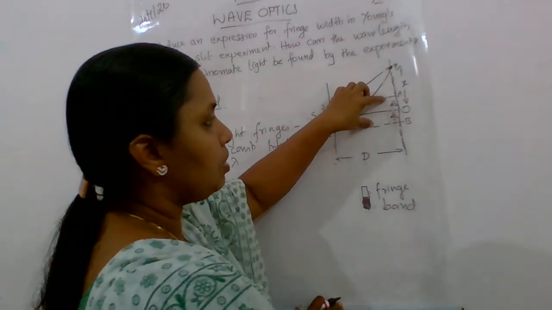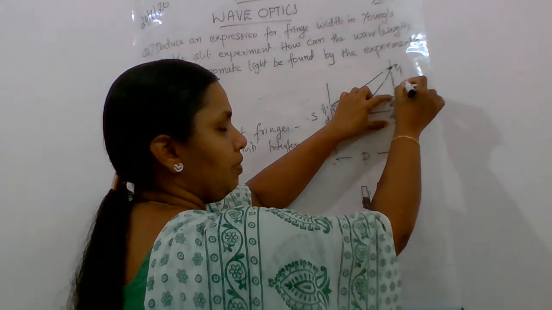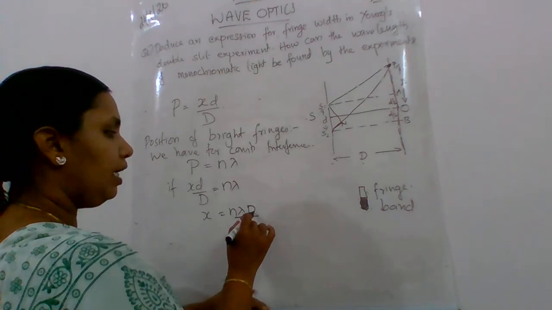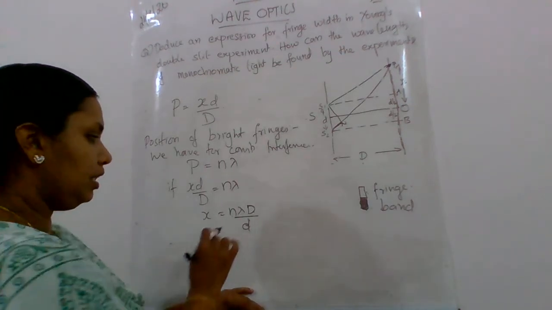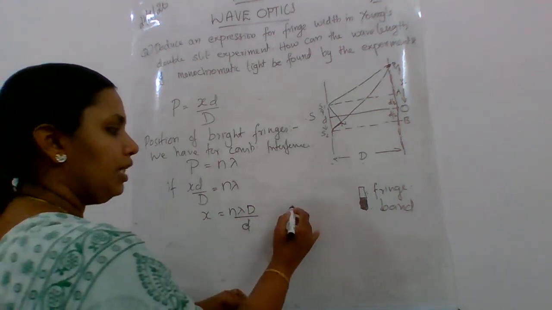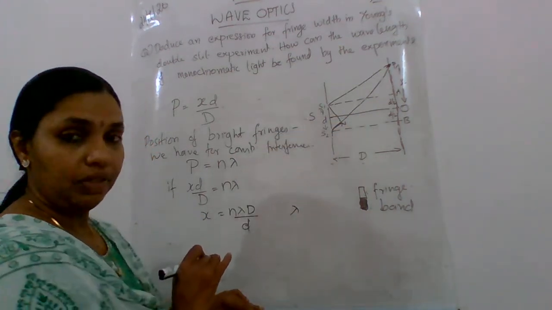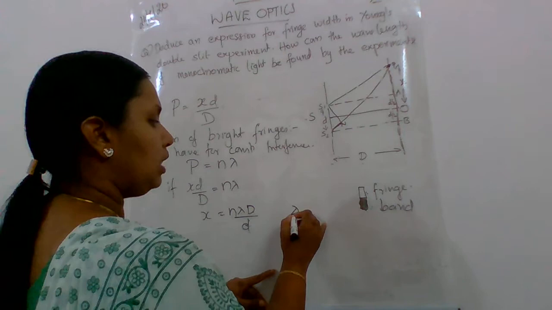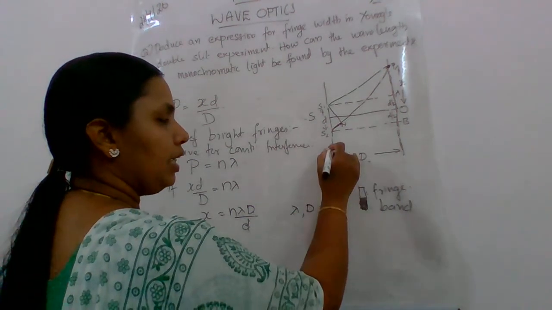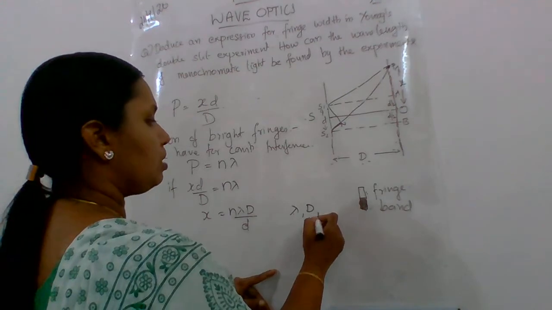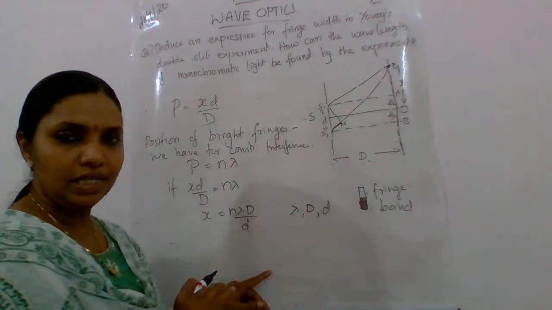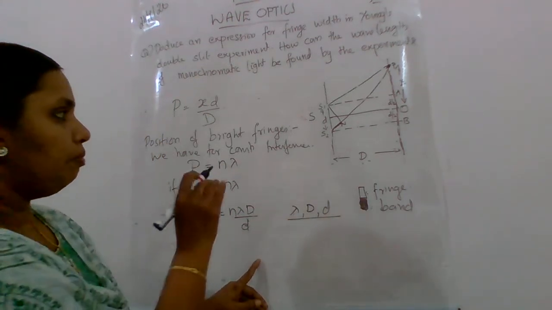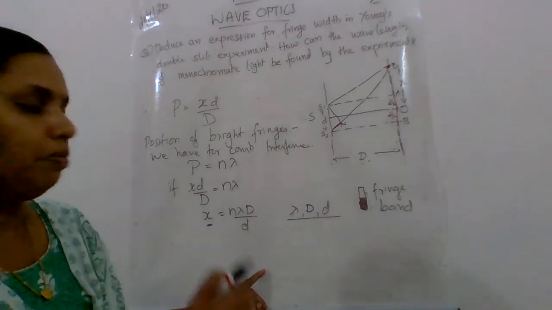If P is at a distance x from the center, then x is equal to n lambda D by d. Lambda is the wavelength of the light coming from the source, and we said that it should be a monochromatic, coherent source, so a single wavelength. D is the distance between the slit and the screen, and small d is the distance between the two slits. If we know all these, we can find which point will be bright.